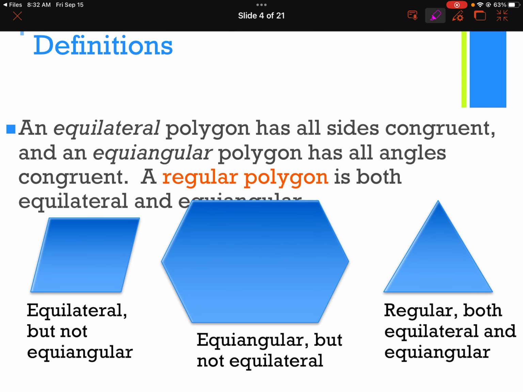Here's some definitions. The first one we're going to talk about is equilateral. Polygons that are equilateral have all sides congruent. Here's a good example. Make these marks. That's a shape that is equilateral because all of the sides are the same length. Now, if you notice this middle shape, the top segment is way longer than the segment on the left. So that's not equilateral.